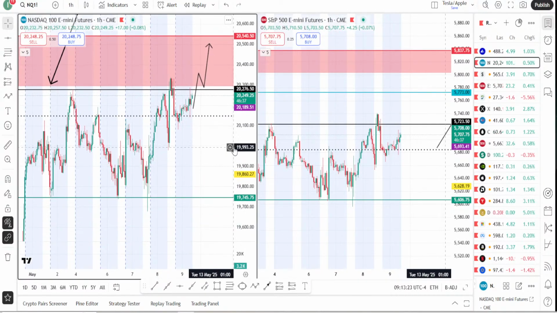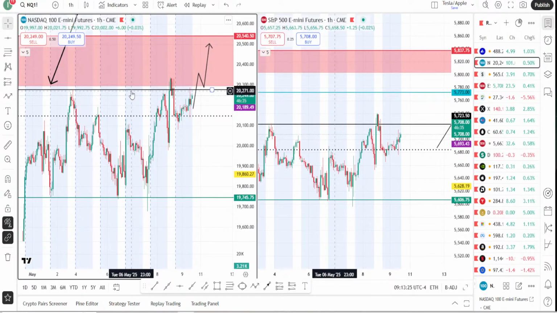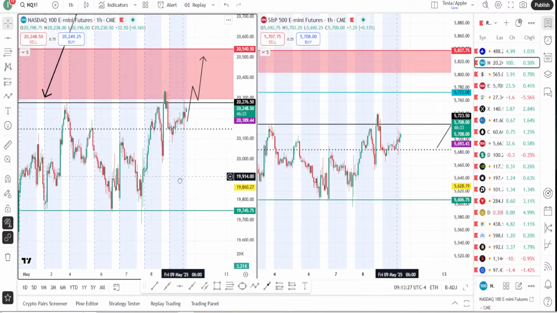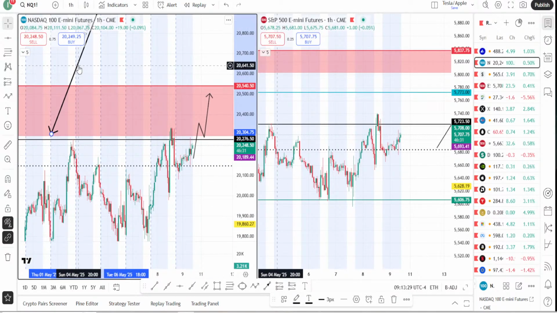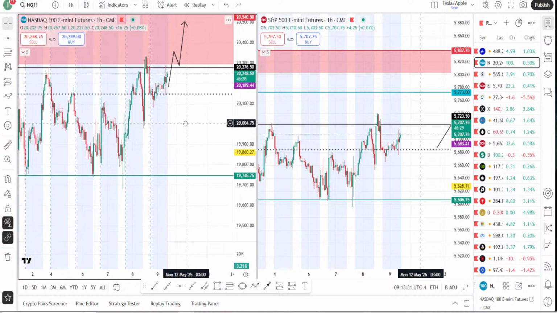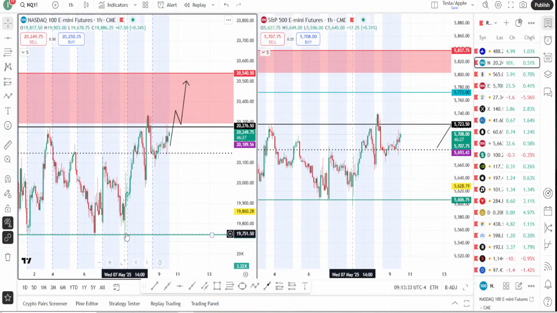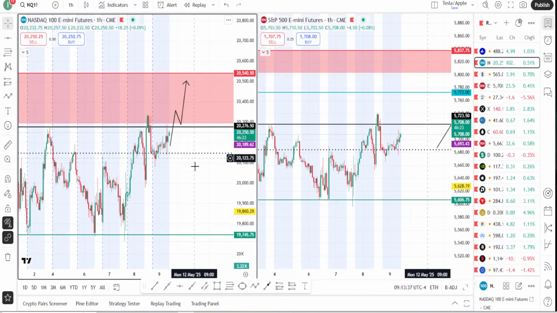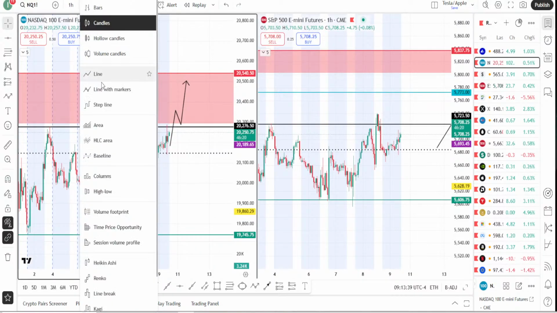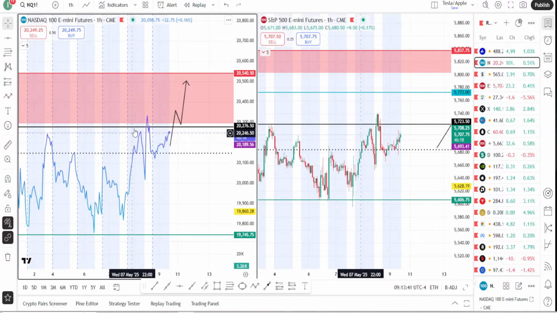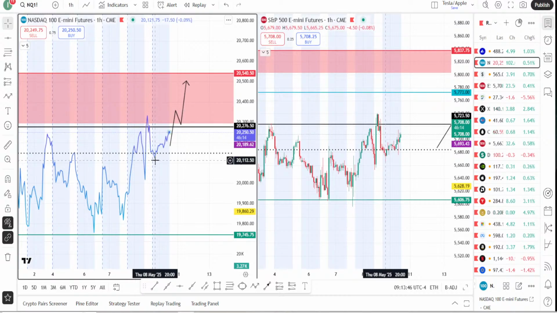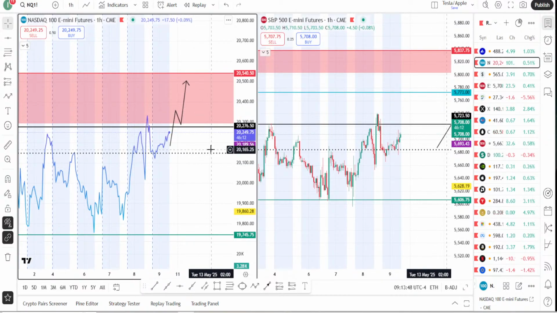So we have our support, we got resistance, and we're expecting to move higher. Market's now making higher highs, higher lows. Put it here, you can clearly see higher high, higher low, higher high, higher low, higher high, right?